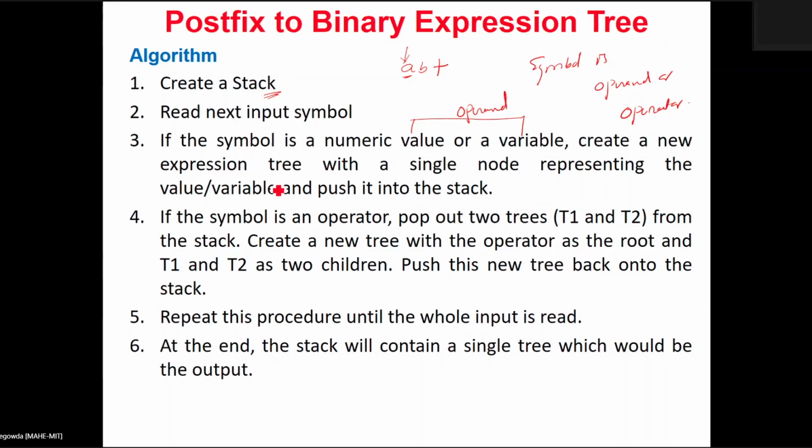You create a new expression tree with a single node, which means you create a node, assign the value A, and push it onto the stack. The address of this should be pushed onto the stack. Next, say the next symbol is B. Again you create one more node and push it onto the stack. So I have these two symbols.